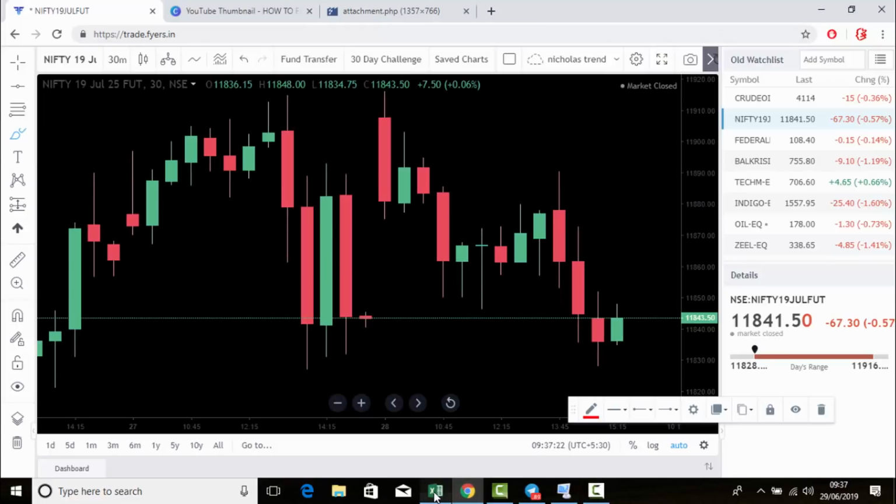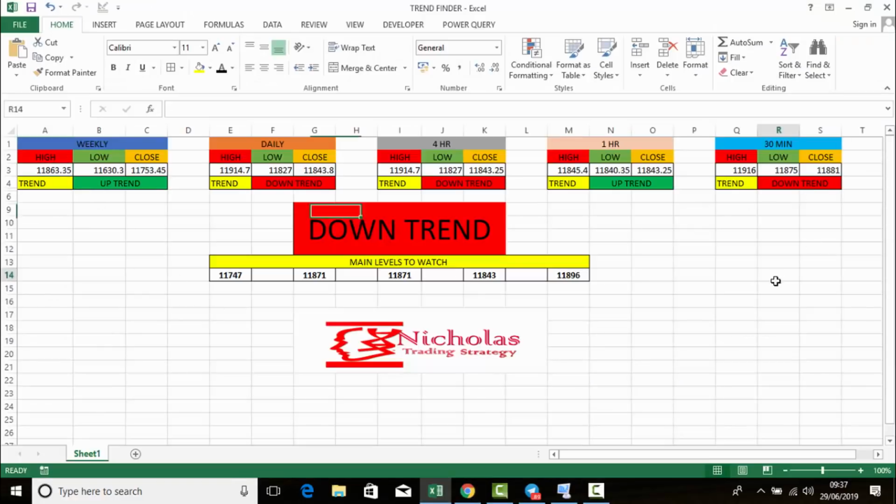So we just place all these values here. So here weekly is uptrend and the last 1 hour of the previous day is also uptrend, and the rest all show downtrend. So overall it's showing a downtrend only. When the market is showing a downtrend, don't go for buy. The trend is a sell trend.